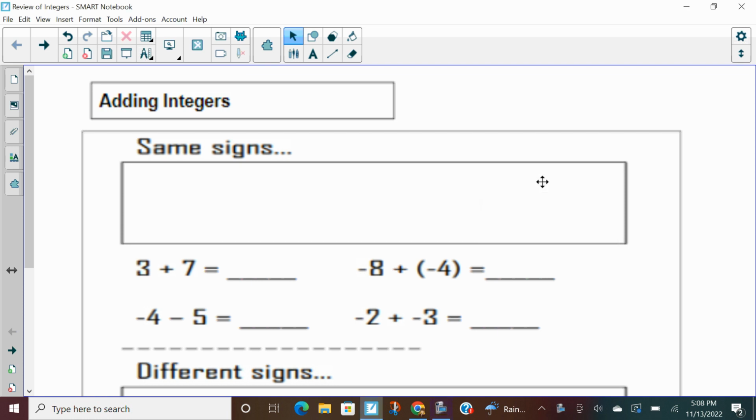This video gives a review of how to add integers, do order of operations with integers, and some operations with exponents. So the first thing, when we're adding integers, we have two different sets of rules.